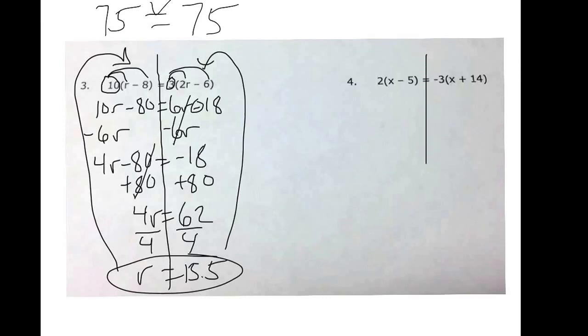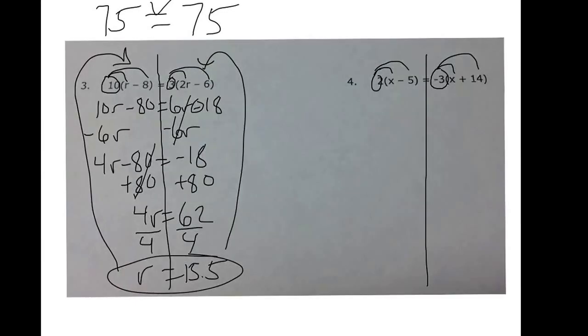Okay, on number 4, you're going to draw your line down. These are your distributors. 2 times x, 2 times negative 5, negative 3 times x, and negative 3 times 14. Pause the video right here and finish that problem, and then click continue to go on to the next one.